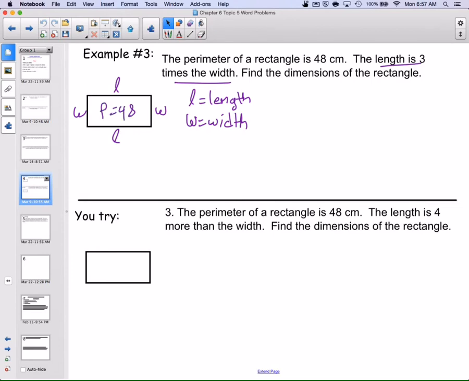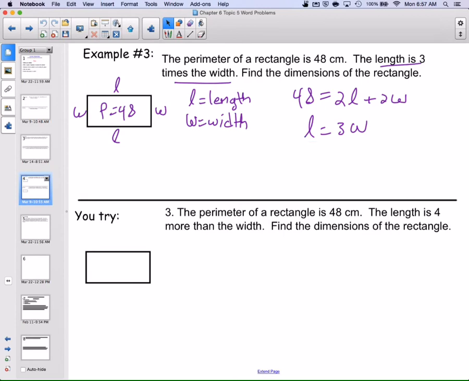All right. Let's take a look. The perimeter of the rectangle is 48. So I'm going to say P. Actually, I'm not going to say P. I'm going to say 48 equals 2L plus 2W. And that's how we add up all 4 sides. All right. The length is 3 times the width. So L equals 3W.